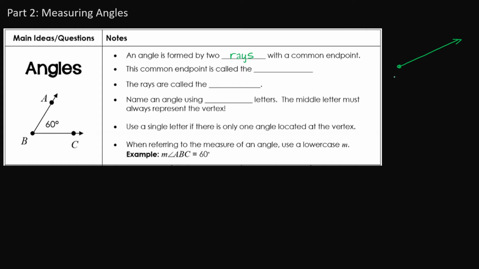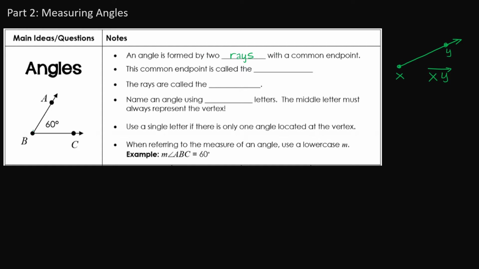So let's call this ray X, and then the next point is Y. The notation for rays looks like this. So you're using 2 points to define the ray, and the endpoint does not have an arrow, but the point going outward into infinity does have the arrow. This is ray XY. So one more time, an angle is formed by two rays with a common endpoint.